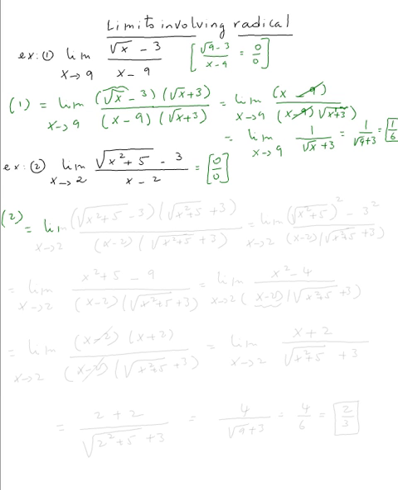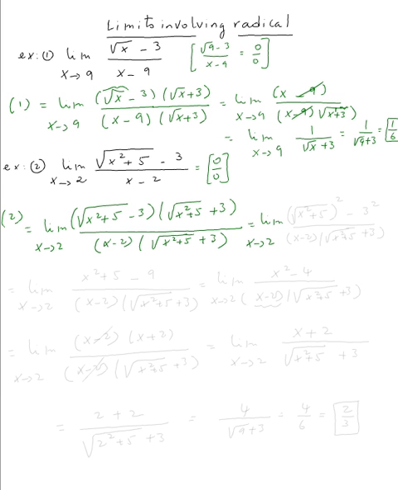So the limit as x approaches 2. The conjugate is square root of x squared plus 5 plus 3. And we do the same thing to the denominator, so multiply x minus 2 by square root of x squared plus 5 plus 3. Just like the first example, we always FOIL only the top. We don't FOIL the bottom.